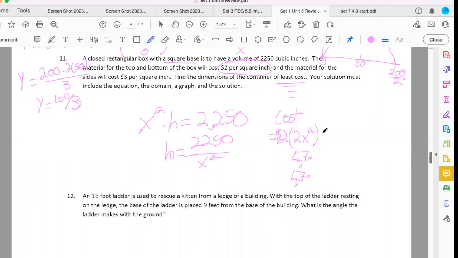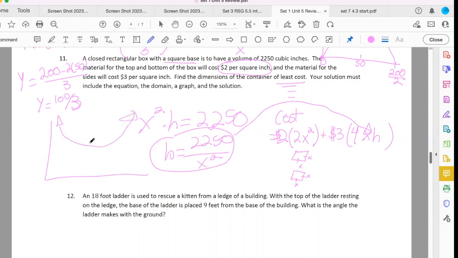And then we want to add on $3 per square inch for what's left over, which is just going to be x times h for one of them. But remember, you have four of them. Okay, capiche? And so this is going to be your cost. You can take this, put it in place of this h. You're going to figure out some graph. It's going to have a minimum.